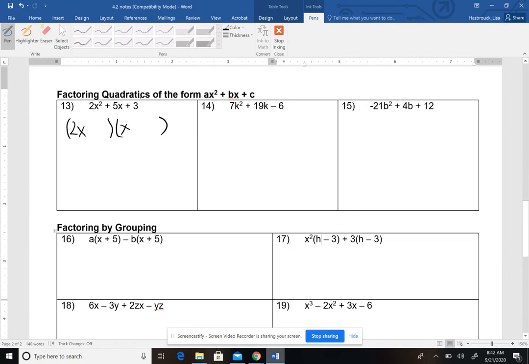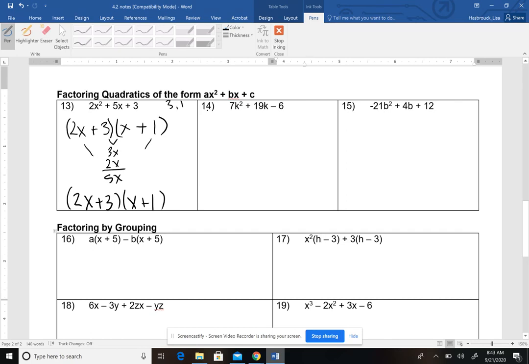Now we just have to decide for the 3. Is it 3 times 1? Where do we put those? Are we going to put the 3 here, or are we going to put the 1 here? So let's check. If I put the 3 here and the 1 here, that gives me a 3x and a 2x. If they are both positive, that will give me the 5x I need in the middle. It will also give me the positive 3 I need at the end. So my final answer is 2x plus 3 times x plus 1.